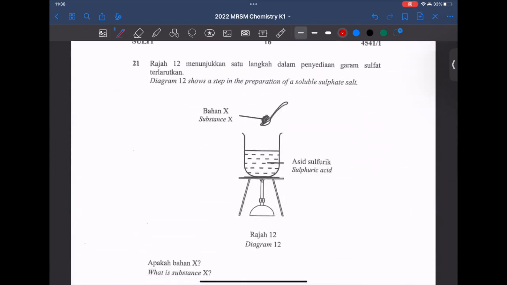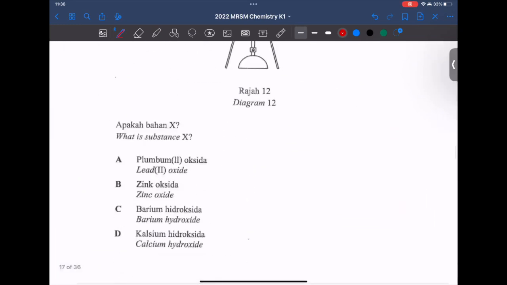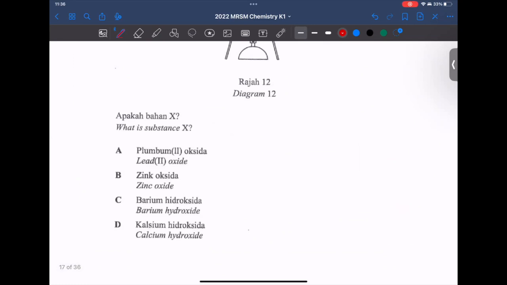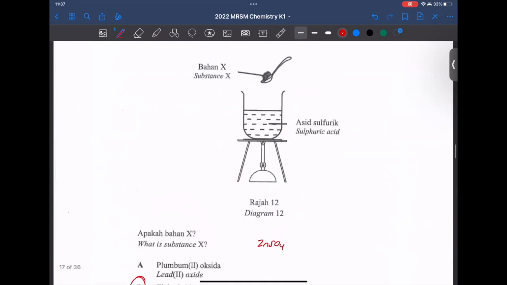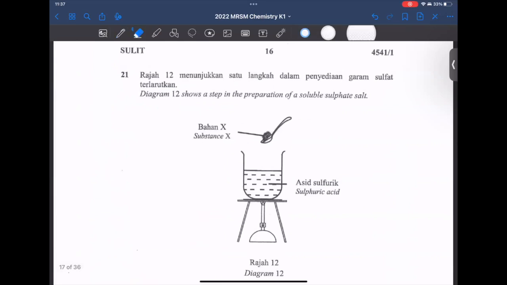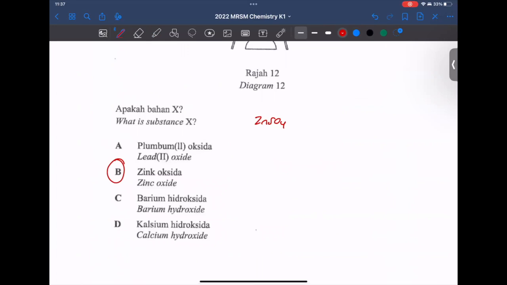Diagram 12 shows a step in preparation of soluble sulfate salts. Substance X reacts with sulfuric acid. In this case, there's only one of these sulfate salts which is soluble. So the answer is zinc oxide. Why? Because zinc oxide forms zinc sulfate. Zinc sulfate is the only one that's soluble over here. Lead sulfate, barium sulfate, and calcium sulfate all cannot dissolve in water. Because see here, it must be a soluble salt. They say soluble sulfate salt. But we know that PbSO4, BaSO4, and also CaSO4 are not soluble. Only ZnSO4 is soluble in water. So the answer is B.